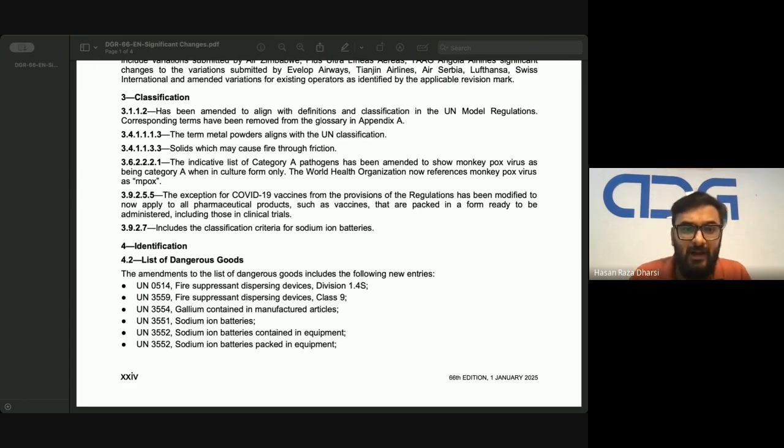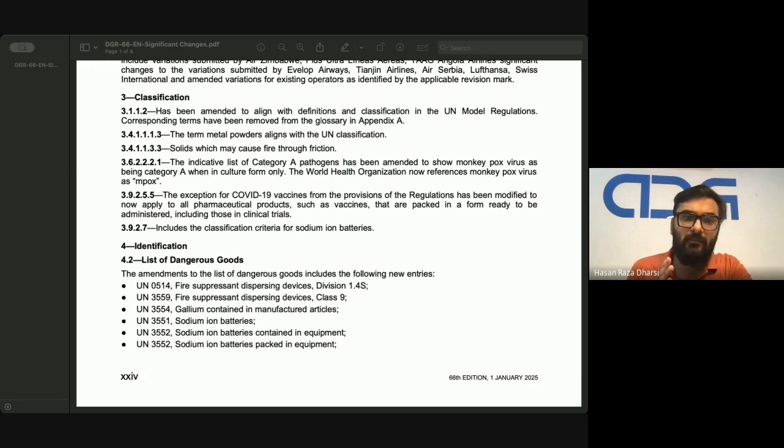Okay, so the amendments to the list of dangerous goods include the following new entries. Like before, these entries were not part of the book, but now they have been entered, like UN 1514, fire suppressing devices of 1.4S, UN 3559, fire suppressing devices class 9. Then gallium contained in manufactured articles, sodium ion batteries contained in equipment, sodium ion batteries packed with equipment.